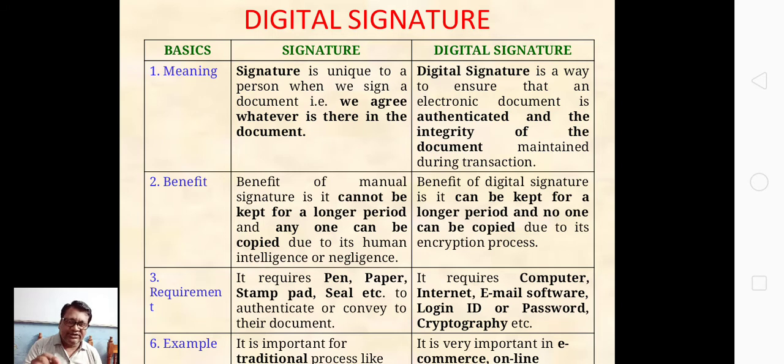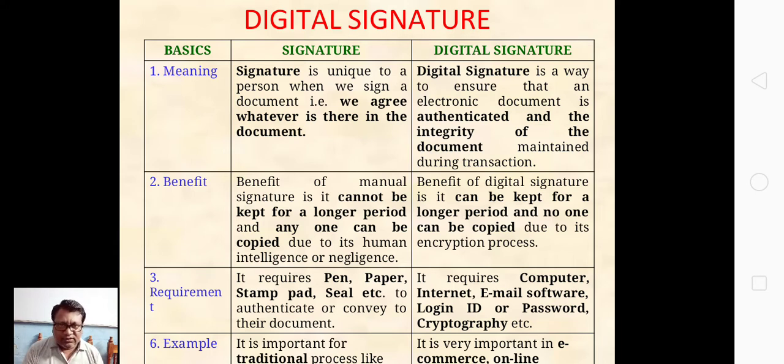Already we discussed last year what we mean by cryptography, how encryption and decryption of our document happens from sender to receiver, and that it is very difficult for a third party to access it. That is why digital signature is much more secure than the others.